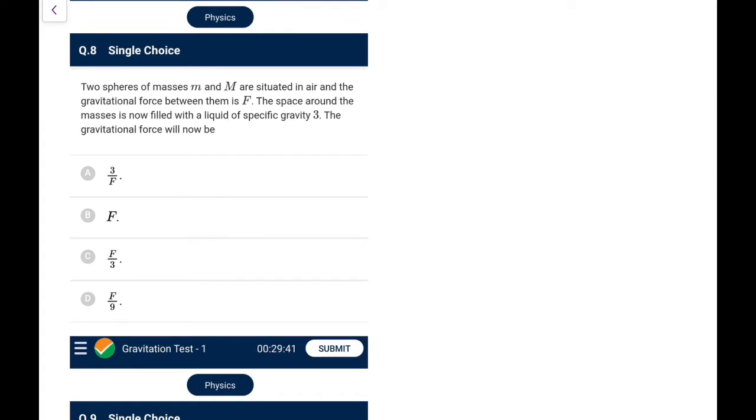Next, two spheres of masses m and capital M are situated in air, and the gravitational force between them is F. The space around the masses is now filled with a liquid of specific gravity 3. The gravitational force will be? This is a very common question.